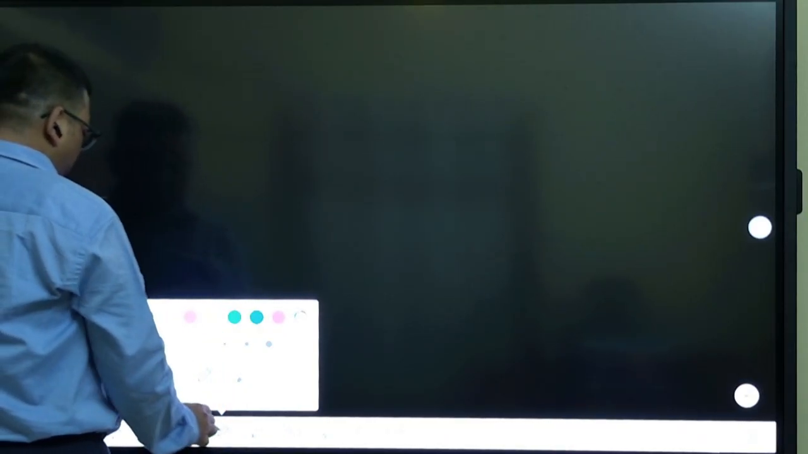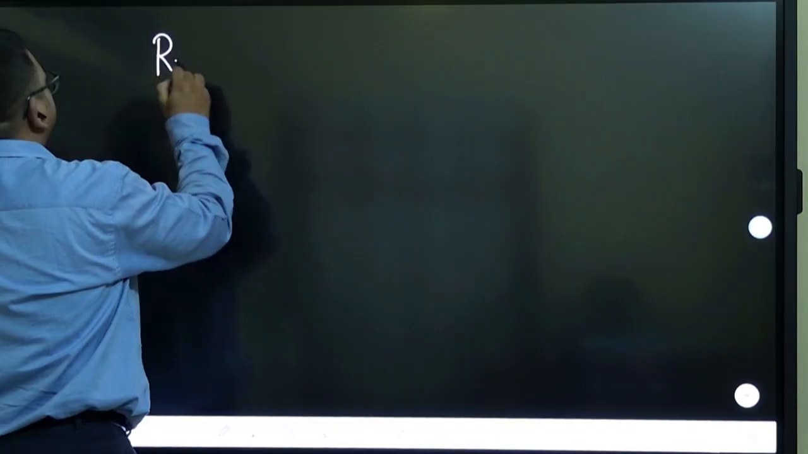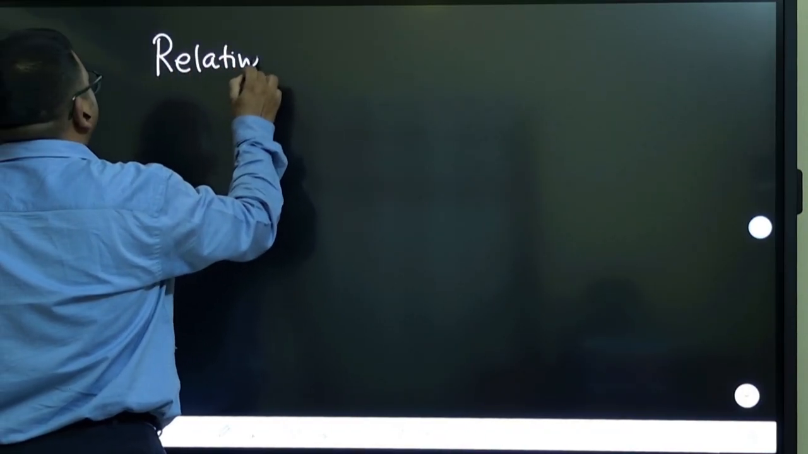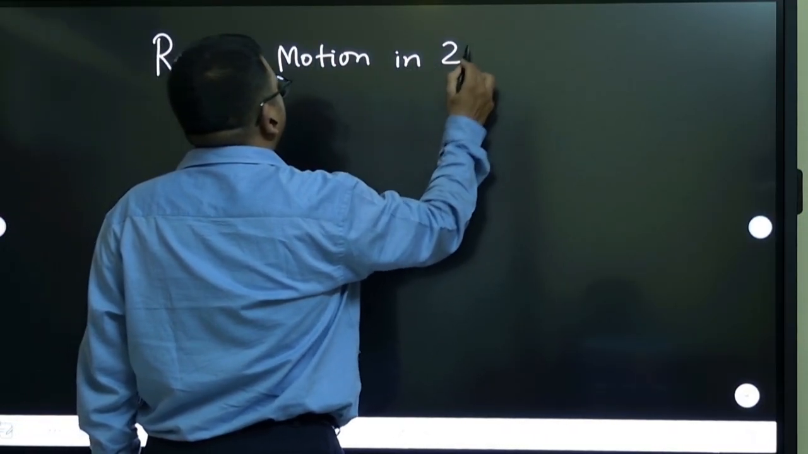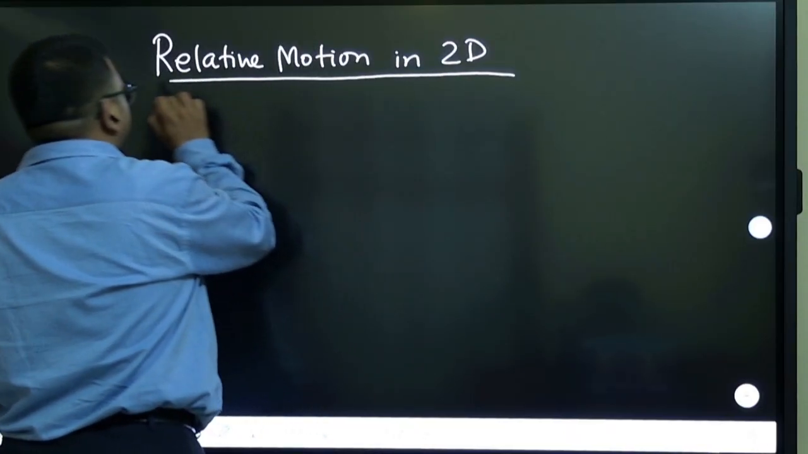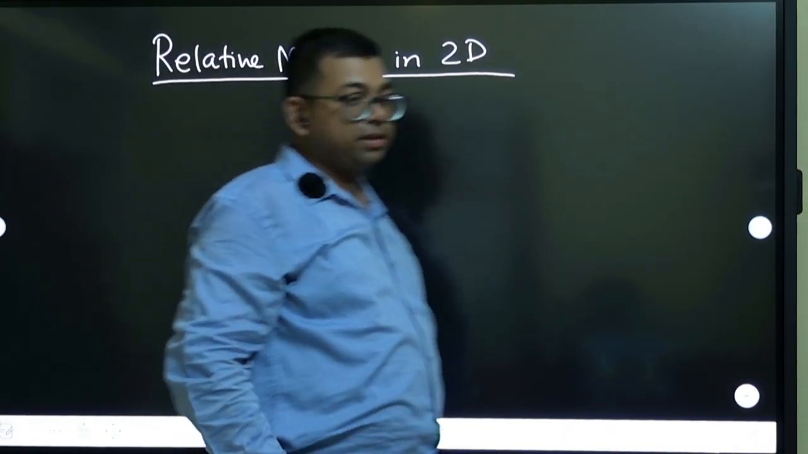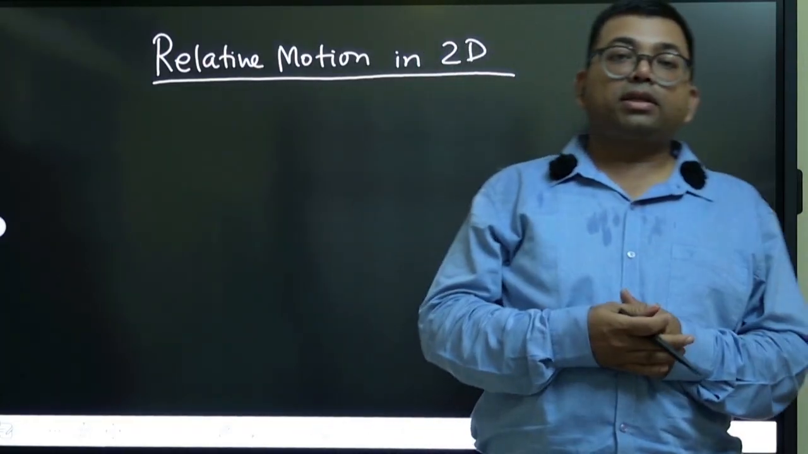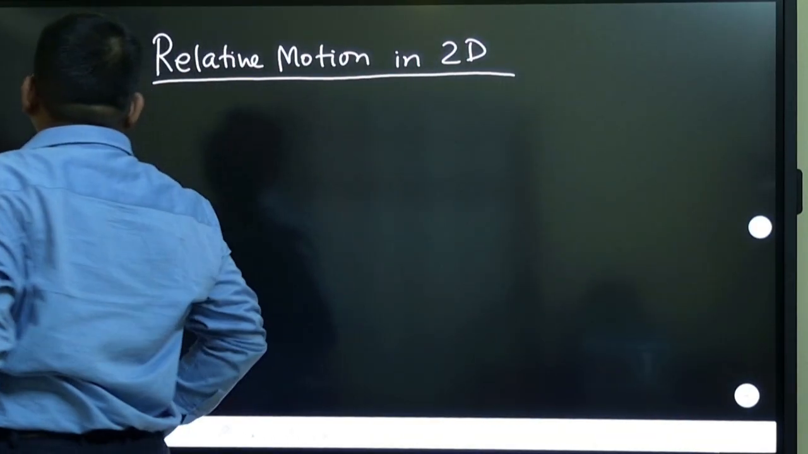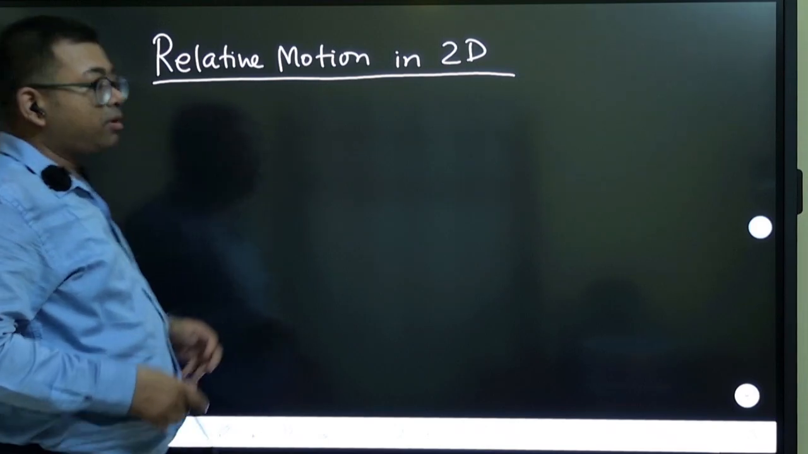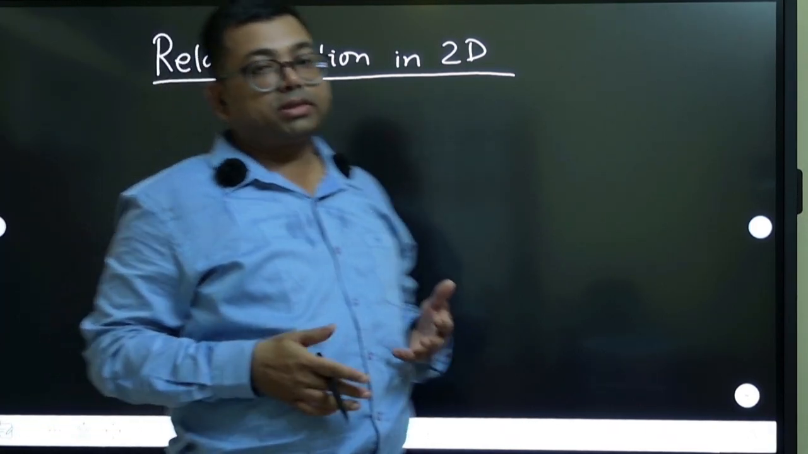Okay, so today we will start relative motion in two dimensions. This is the last topic of this chapter, relative motion in 2D. After doing this topic, then I will start vectors, because vector formulas are important to do that, but not in much detail, because vector is a topic in maths. In maths you will be studying it separately.